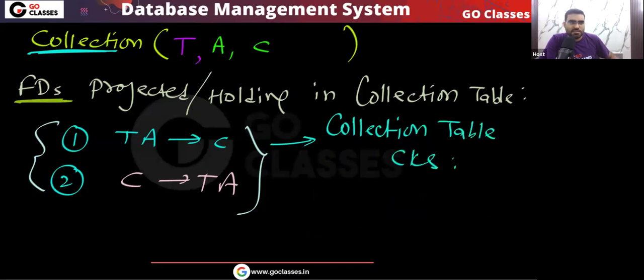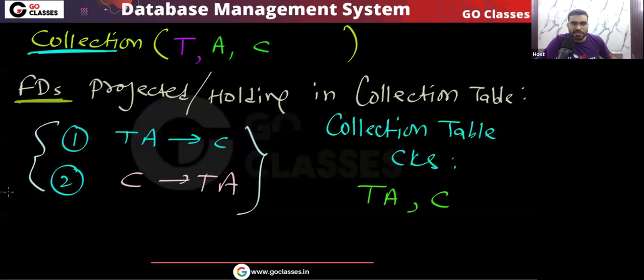Collection table candidate keys. Tell me about the collection table candidate keys. You can see TA will be a candidate key and C will be a candidate key. Is this clear? TA will be a candidate key, C will be a candidate key. So these are the two candidate keys.